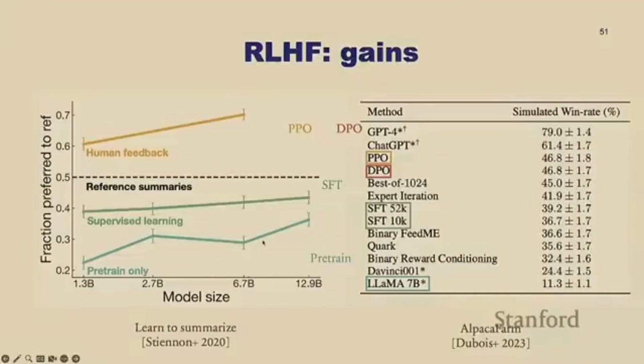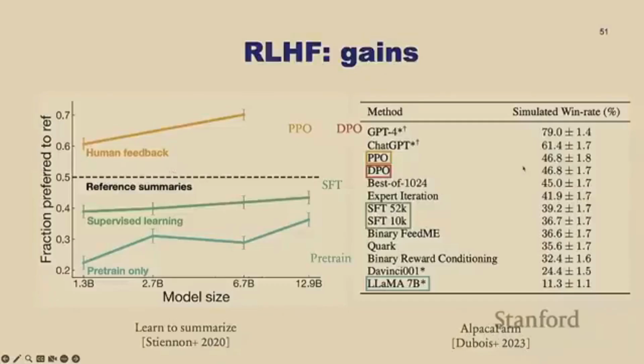Gains: those are older papers on the left. Here, this is on a summarization task. All I want to show you is that the pre-trained models were okay, and they improve with scale. If you do supervised fine-tuning, you improve them a little bit more. If you do PPO or something with RLHF, with human feedback, you get performance that is oftentimes, depending on the benchmark, even better than humans. This is the human reference summaries.